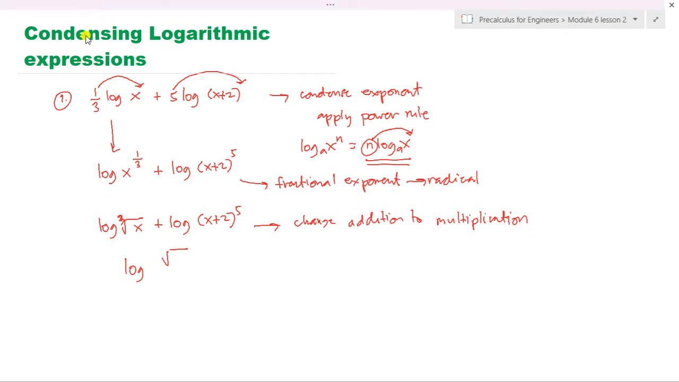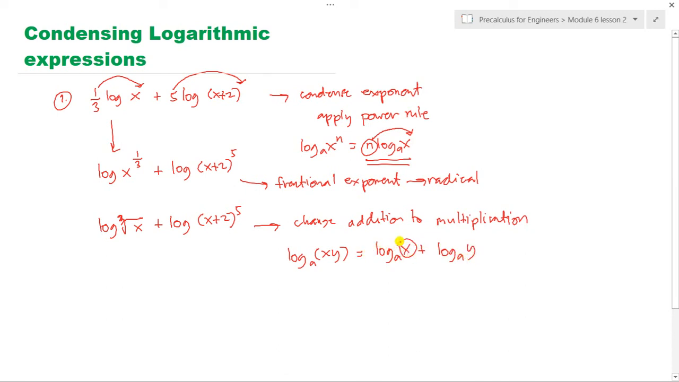so karon atong ipakita ang property niya. Diba ang property sa multiplication, if we have log of x and y to the base of a, that is just equal to the log of x to the base a plus the log of y to the base a. So ang buhaton na, dahil i-multiply ra ning duha ka expressions ni ini.